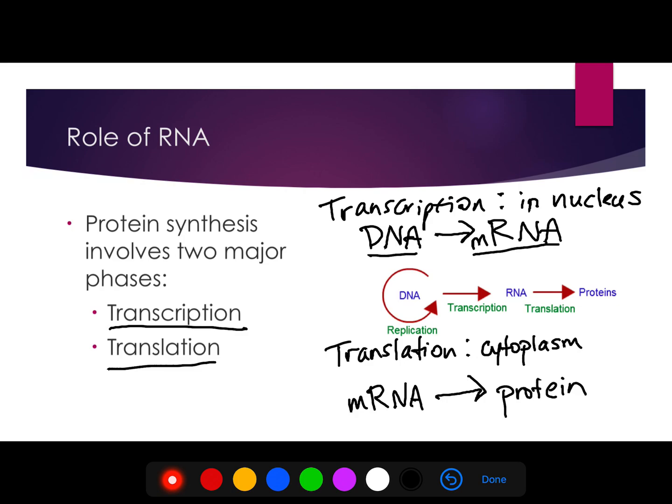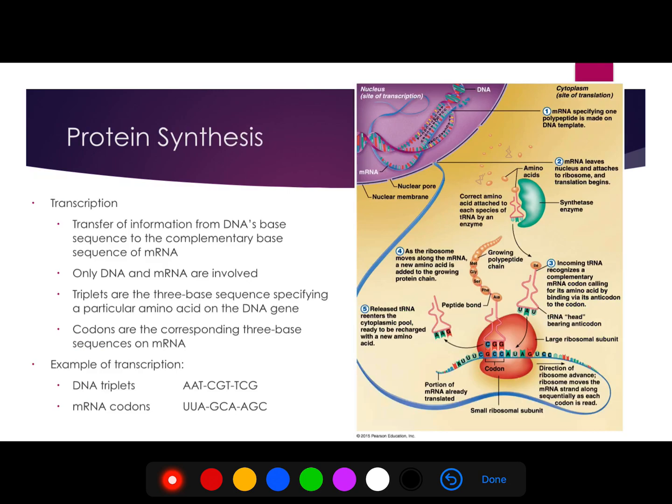Okay, so transcription happens in the nucleus. That's where we make mRNA from our DNA. And then we're going to take that mRNA and send it out into the cytoplasm of the cell. And there we're going to use it to produce protein. Okay, so that step is called translation. So those are the two big steps, steps 1 and 2 in protein synthesis. Make sure you're familiar with that, okay?